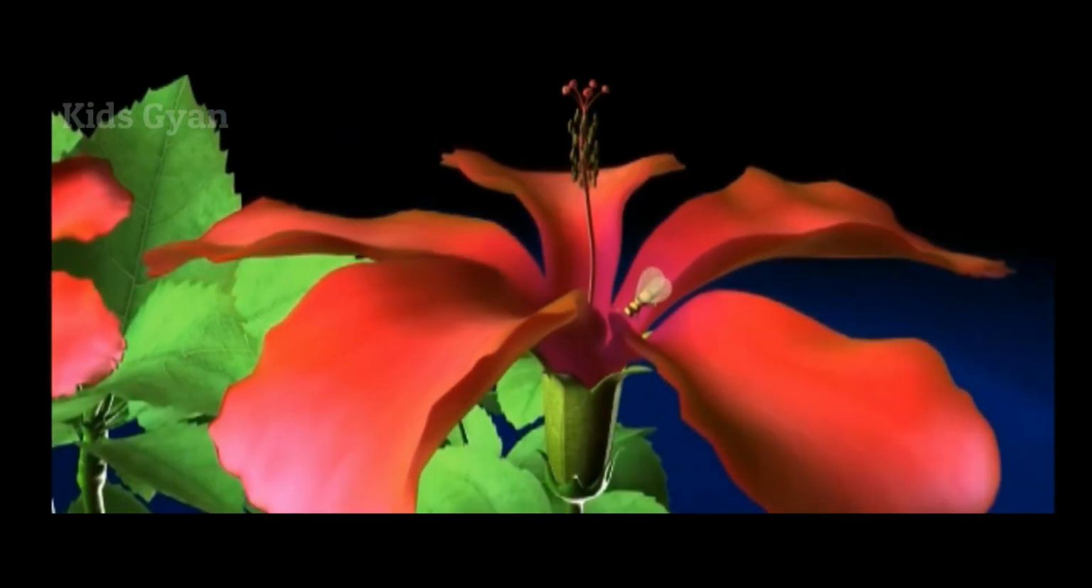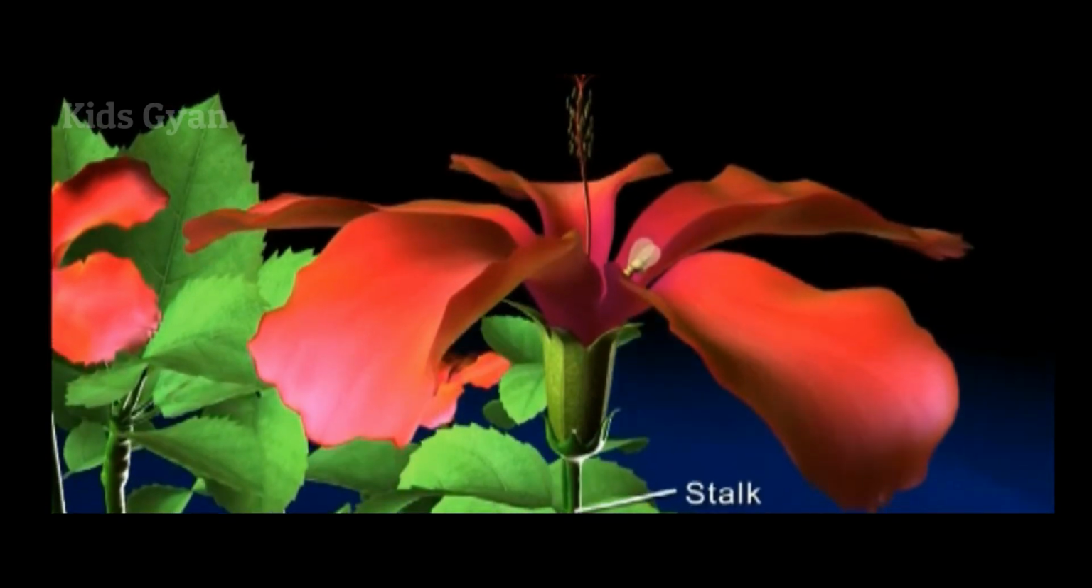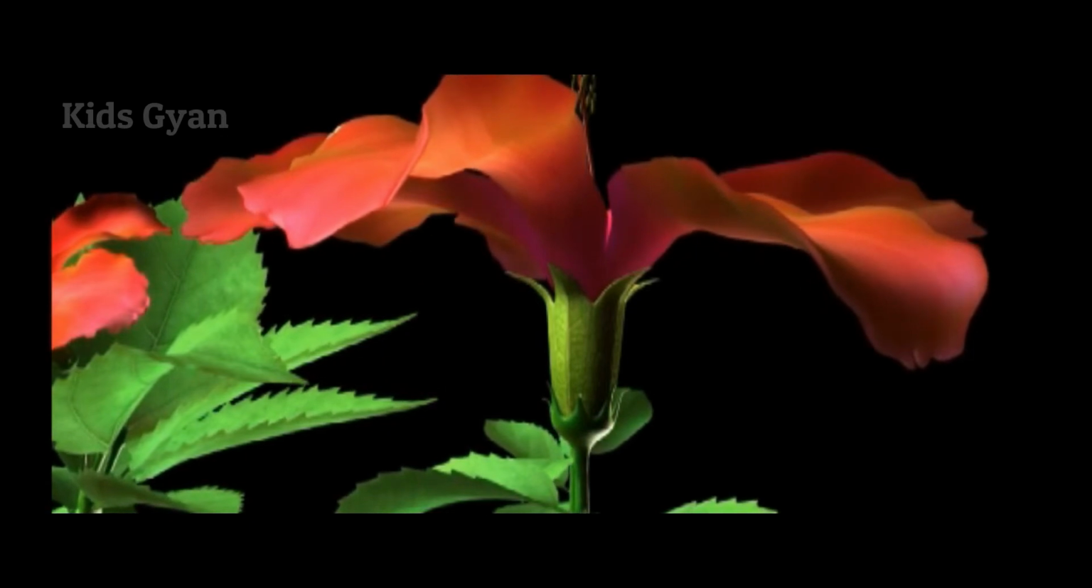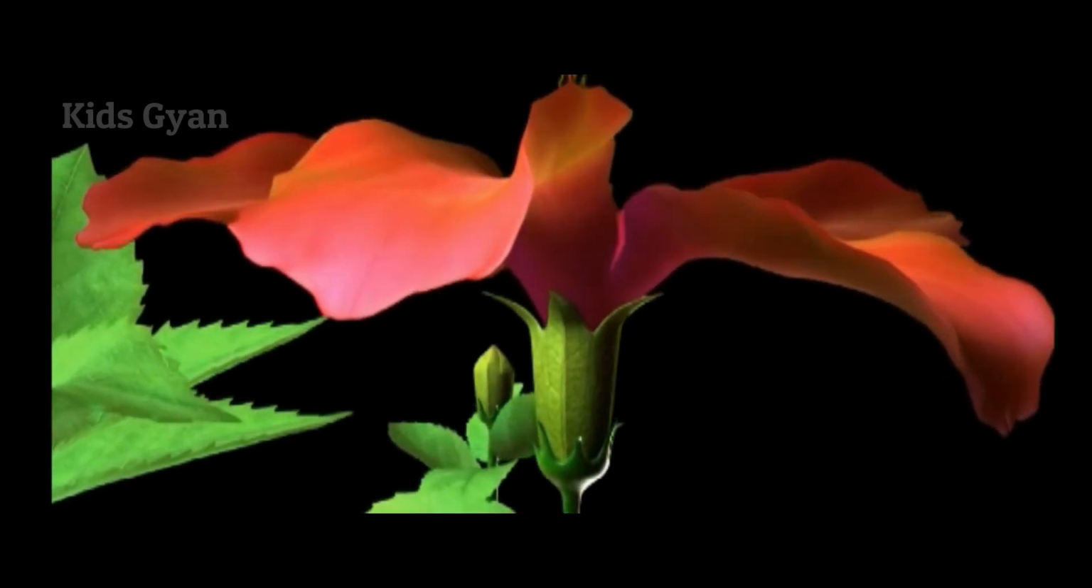The flower is attached to the stem with the help of a stalk. At the top of the stalk is a cup-like structure which has all the reproductive parts of the flower.